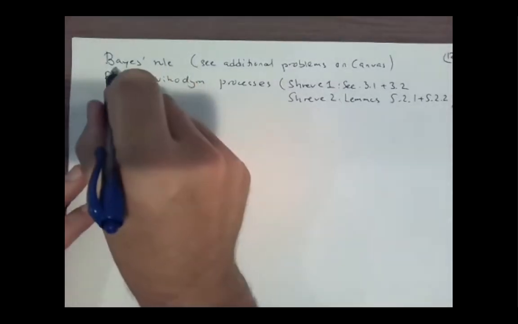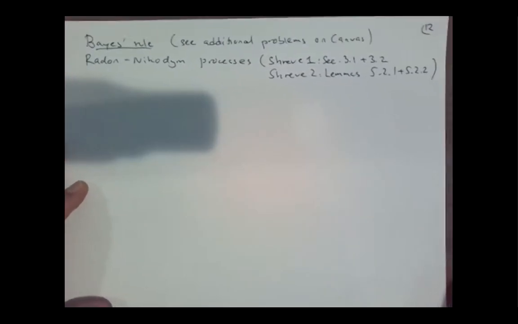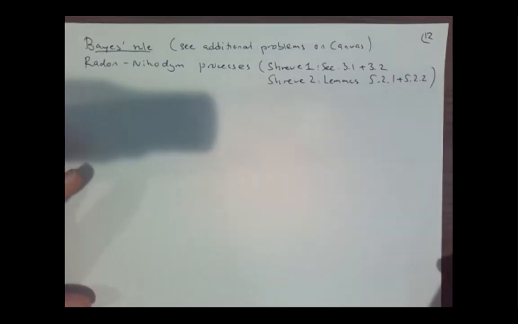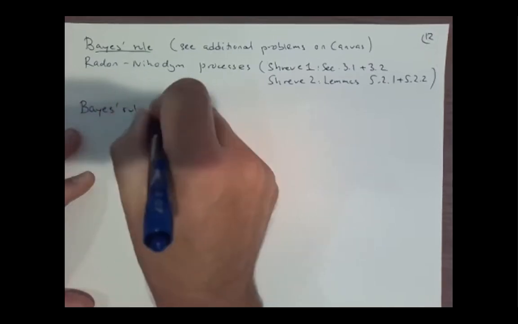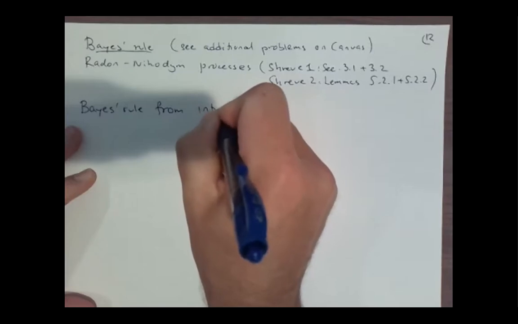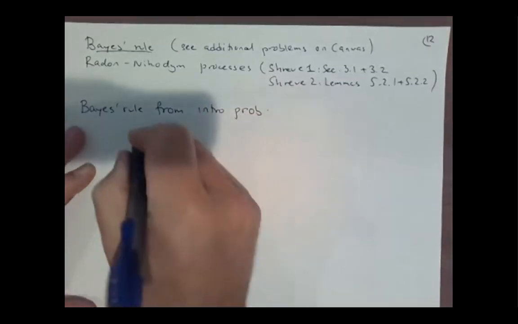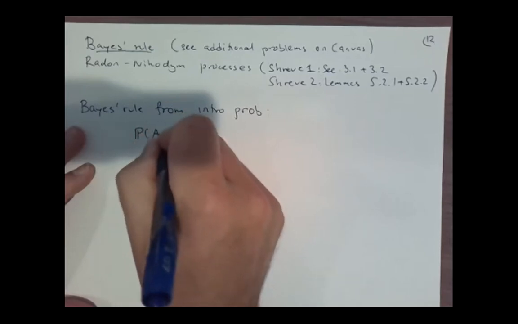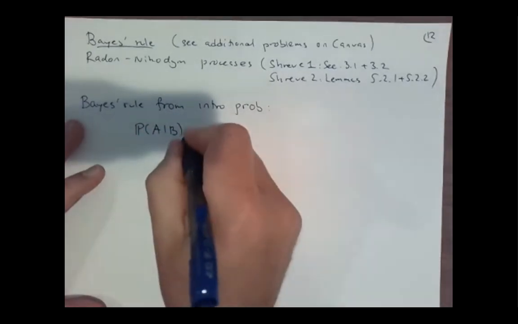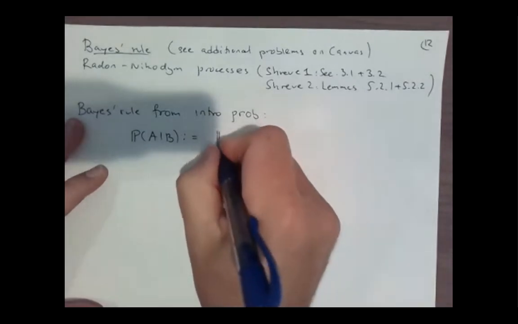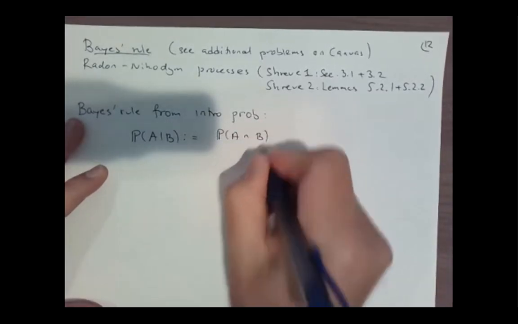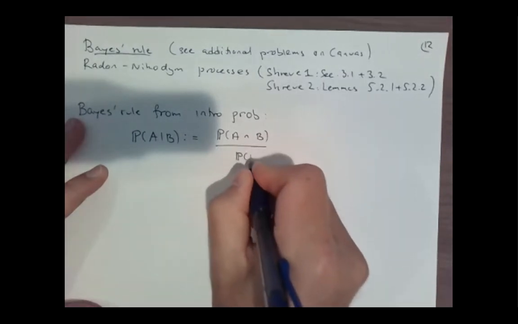So we're going to start out with Bayes' rule, and I'm fairly convinced that everybody has seen something about Bayes' rule before, from intro probability. It'll say something like, well, I will compute P of A given B. I can do that by the definition of the conditional probability of A given B. This is going to be the probability of A intersection with B divided by P of B.